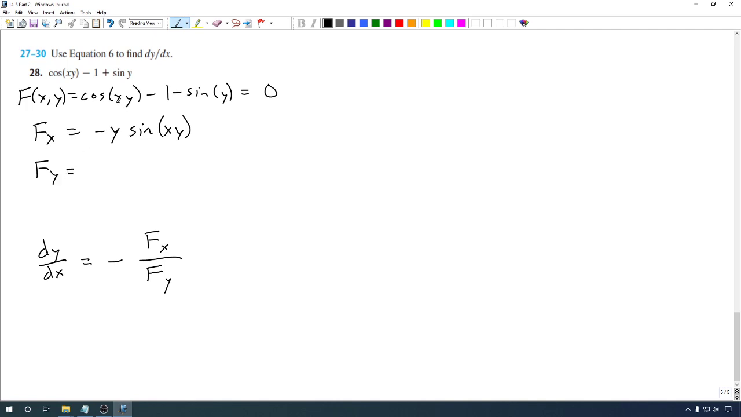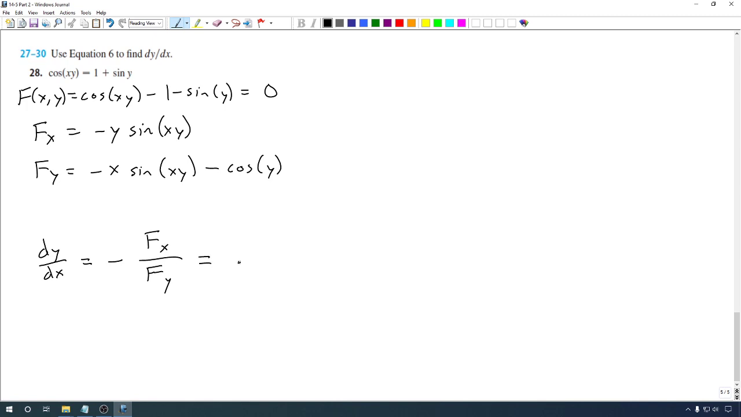F sub y, we do the same thing. The derivative of cosine is negative sine. We still have the xy inside. The derivative of xy now, because we're differentiating with respect to y, is going to be x, because the x is just playing the role of a constant. Again, the negative sign goes away, but now the negative sine of y actually gives us something, so the derivative of sine is a cosine, and it stays negative.